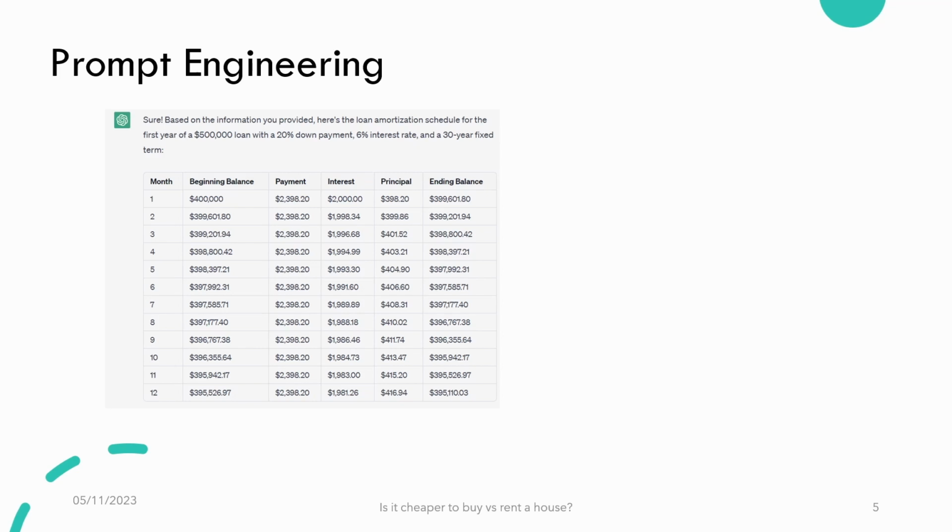After all that, ChatGPT did produce an accurate calculation for the first year loan amortization schedule, as you can see here. And then I copy and paste this data from ChatGPT to Excel to finish the rest of the data analytics.